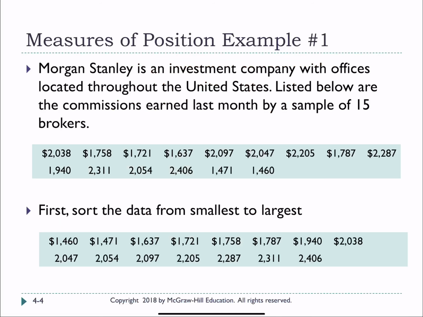But let's work through an example. Morgan Stanley is an investment company. They've got offices all over the country. And here are the commissions earned last month by a sampling of 15 brokers. So the population would be all of the brokers. Obviously, Morgan Stanley is a large company, and there are many more than 15. We're just looking at 15. So we have all of these numbers here. And again, the first thing we're going to do is sort our data from smallest to largest. And we've done that here for you.